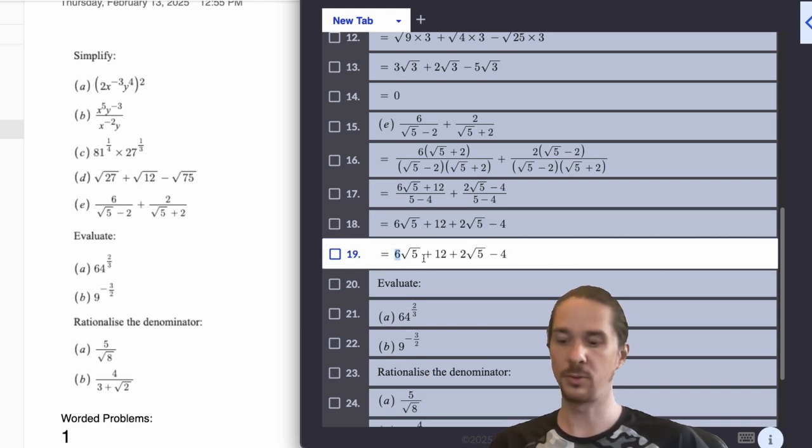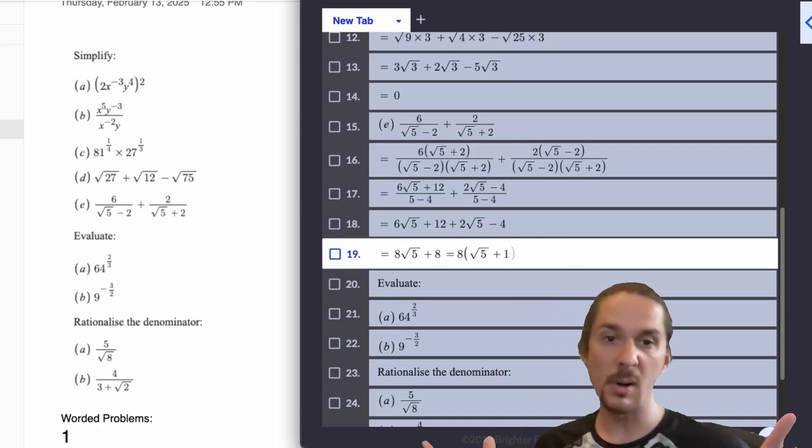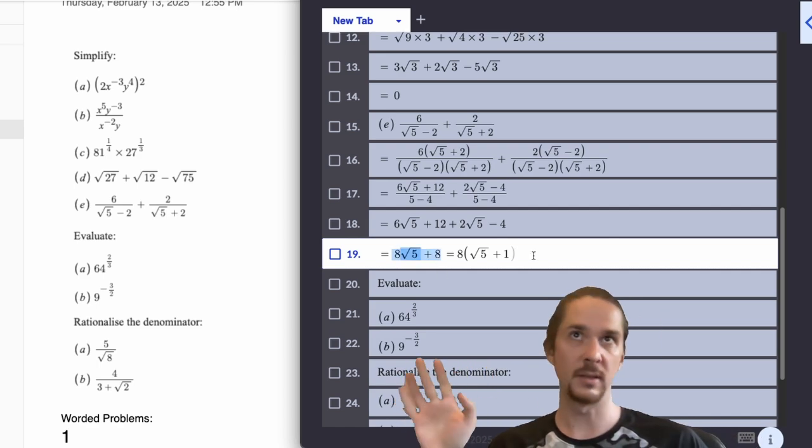So 6 root 5 plus 2 root 5 gives us 8 root 5. And then we have 12 minus 4, which gives us 8. And so this is our answer. And if we want to be smarty pants, we could say that this is 8 times root 5 plus 1. But why bother? It's fine just like this. We do not need to factorize it.